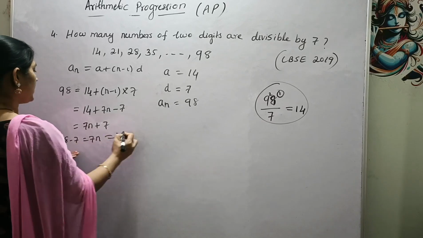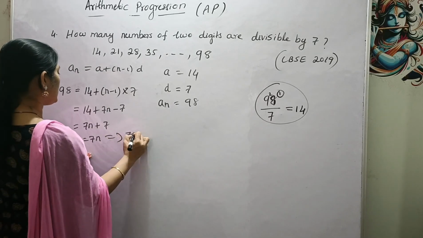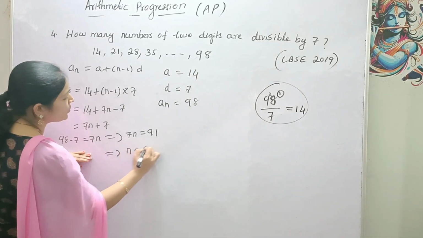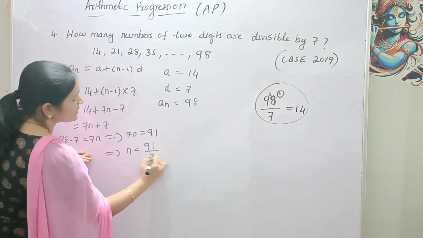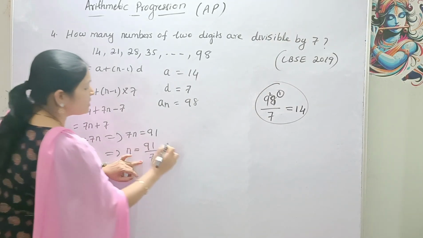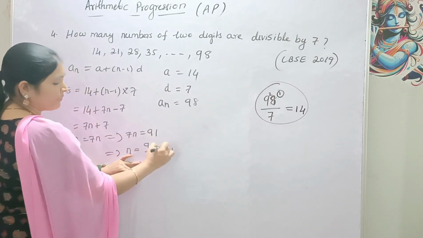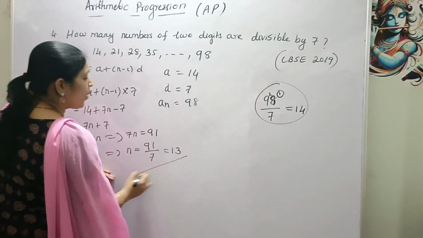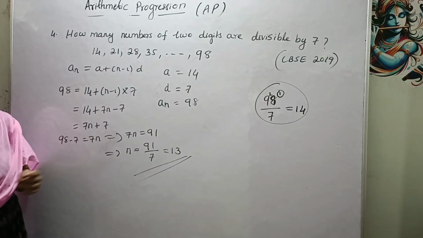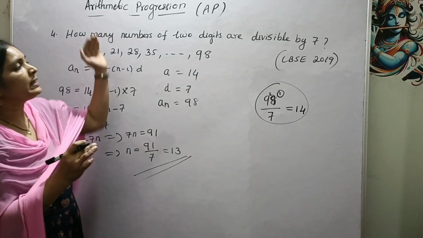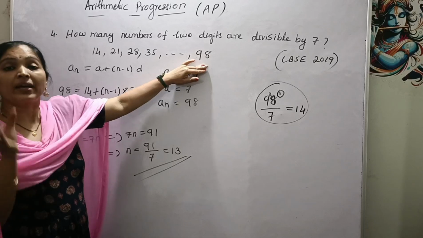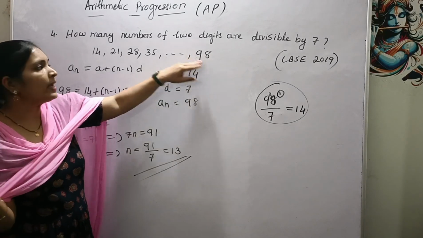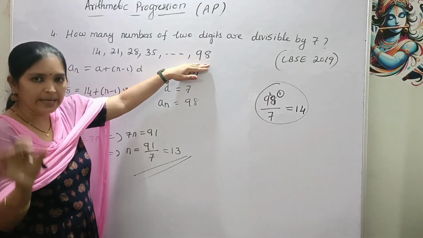That implies 7n is equal to 91. That implies n is equal to 91 divided by 7. 7 ones are 7, 2 is remainder, 21. So 7 threes are 21. So we have got n is equal to 13. That means the 13th term is 98. That means there are 13 terms.